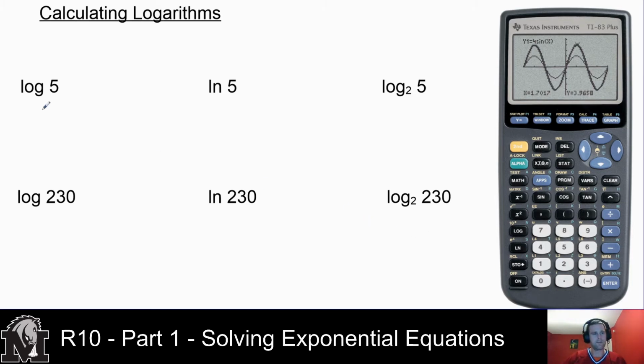When you do that, you should get the number 0.6989700043. Now, more often than not, we're going to round these to 3 decimal places. So this is going to be 0.699.